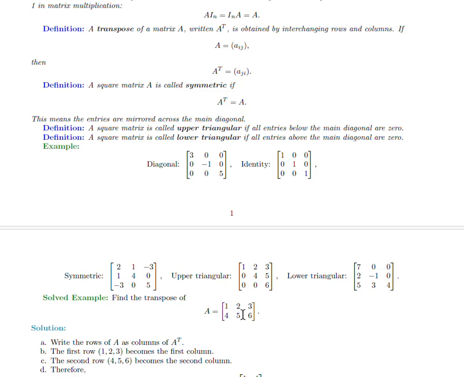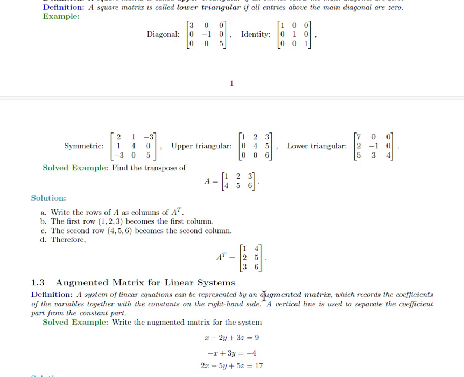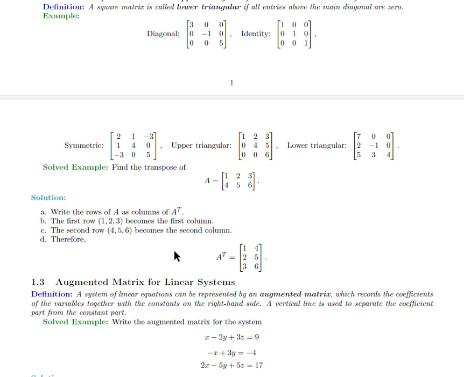And we have this matrix, for example, if we want to find the transpose: 1, 2, 3, 4, 5, 6. Our row 1 becomes our column 1 and our row 2 becomes our column 2, and so this is A transpose at the end of the day. If you do that for this symmetric matrix, you see you get the same thing back.